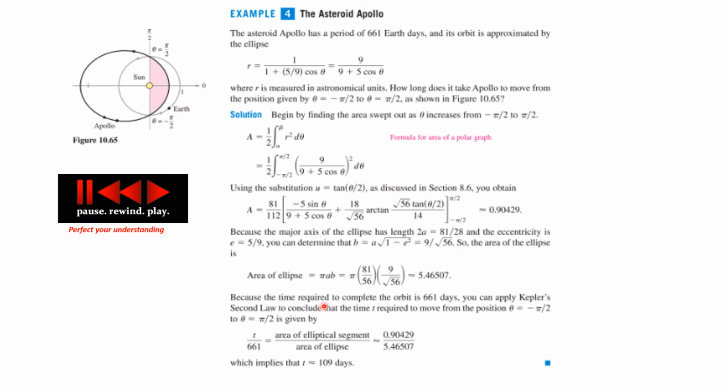Now, because the major axis has a length 2a, and we know what that is from the calculations we have done, this is going to be pi times ab, and these are the numbers I get for that. And so we know the area is 5.46, which is the area of this ellipse. But we know from Kepler's law that the time to complete an orbit was 66.1 days, so we can say that t is to 66.1 as the area of the elliptical segment, this little piece up here, is to the total area of the ellipse. So it's this number divided by this number, which implies that t is approximately 109 days.